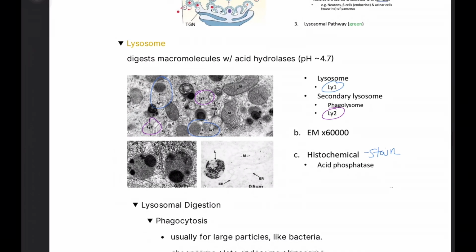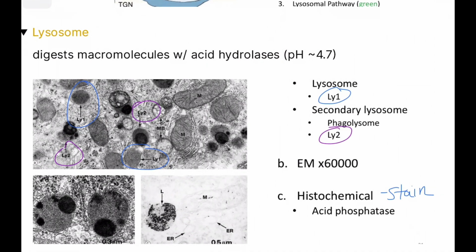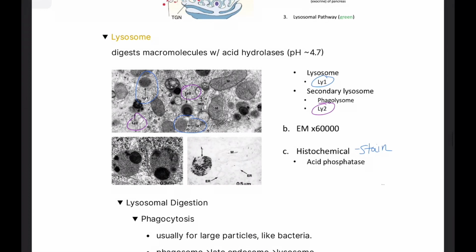Lysosome, just know that. Do you have to know that the pH is 4.7? No, don't memorize that, right? Just know that it's acid hydrolase. Obviously, the pH is going to be lower than 7. Remember, acid is going to be lower than 7, and you'll be fine, right?